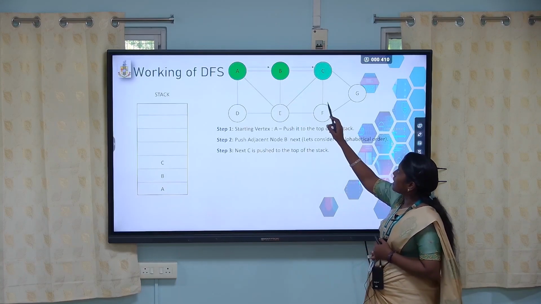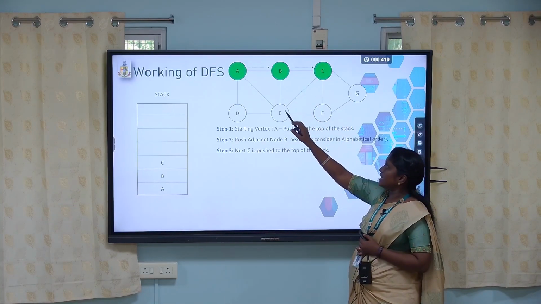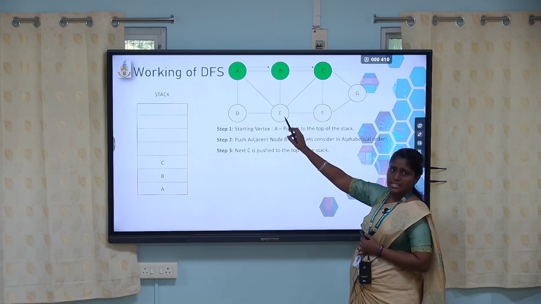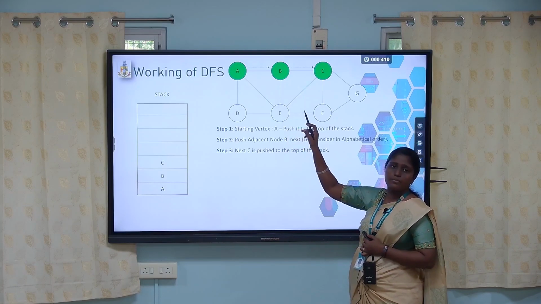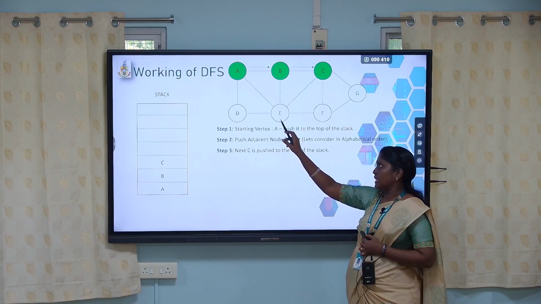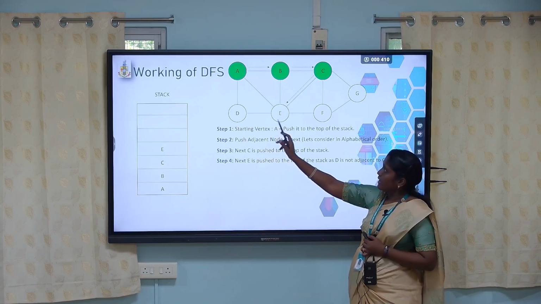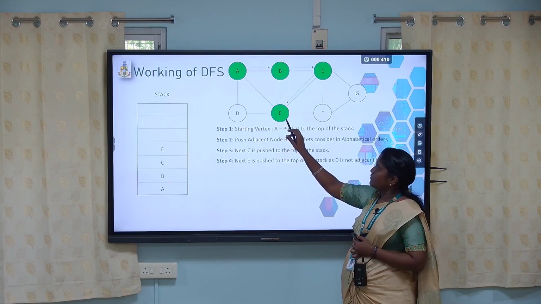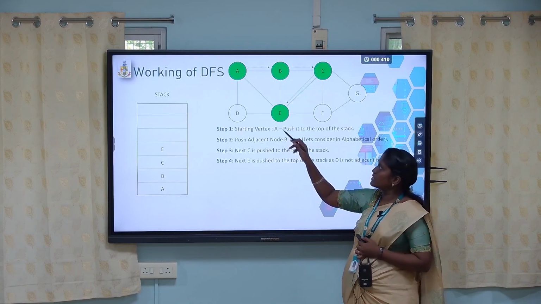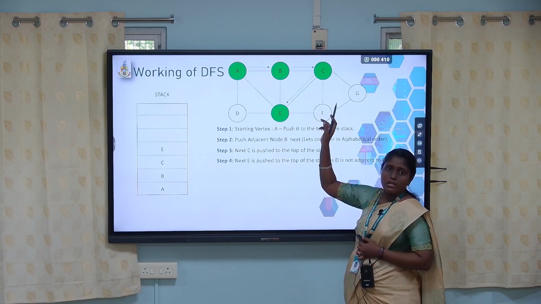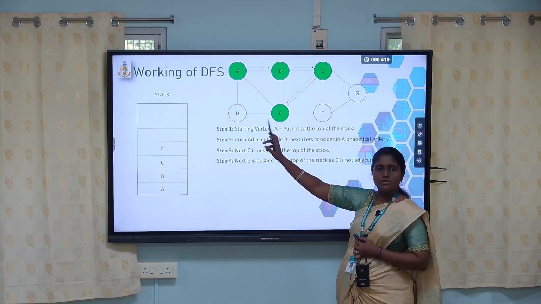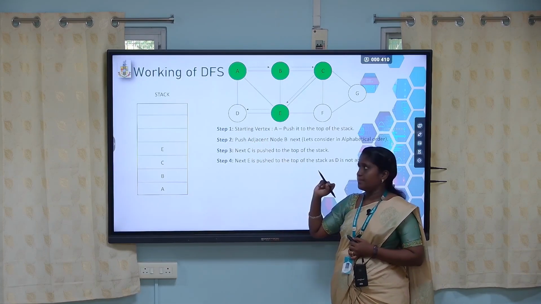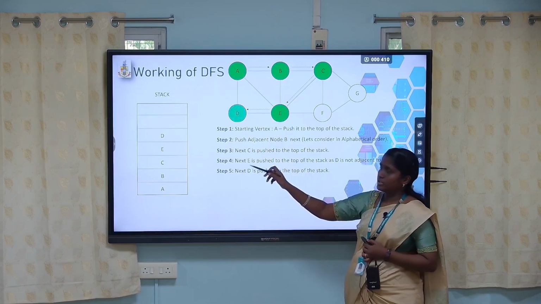Next, from C we have 4 adjacent nodes, which are D, E, F and G. Since B is visited already, E comes first in alphabetical order. So we are going to the node E. E will be pushed into the stack, and all these green nodes indicate the visited nodes. From E it again checks for adjacent nodes. Since A, B, C are already visited, it has 2 unvisited nodes, D and F, and in alphabetical order it moves towards D. When reaching D, it will be pushed into the stack.